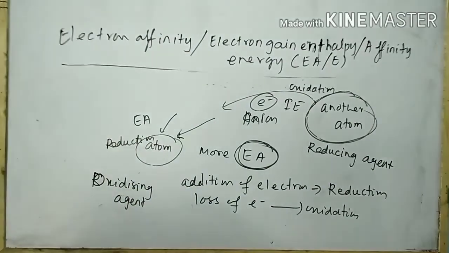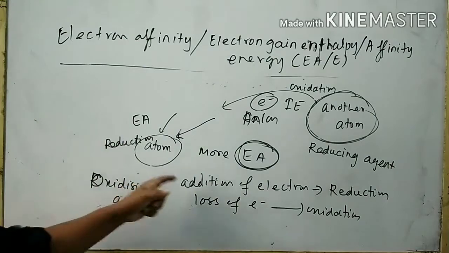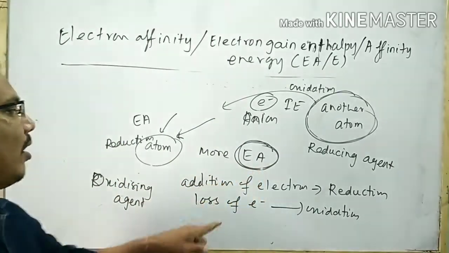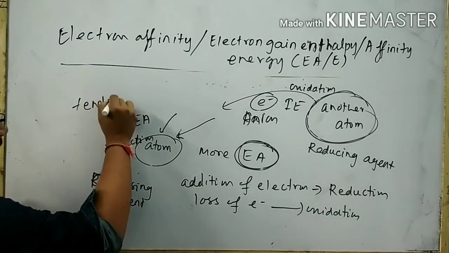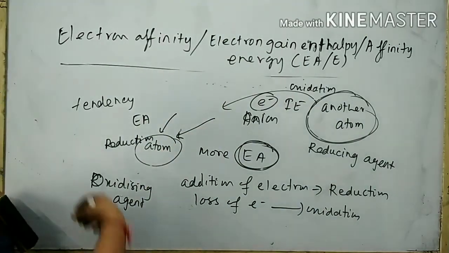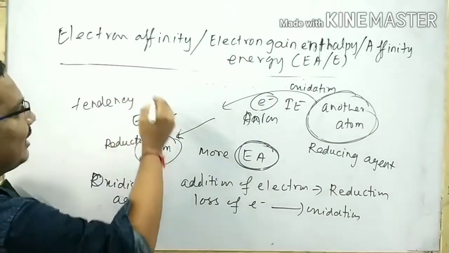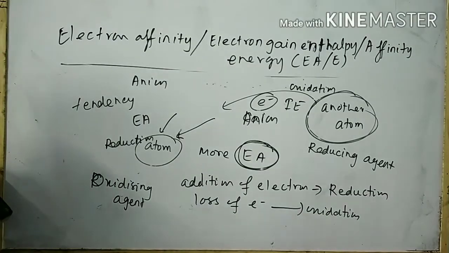Electron affinity means addition of the electron. That means we can think that the more the electron affinity of an atom, the more the tendency of that atom to gain the electron and convert easily into the anion, and it has more oxidizing character. That means it acts as a strong oxidizing agent. That means it helps another atom for oxidation.